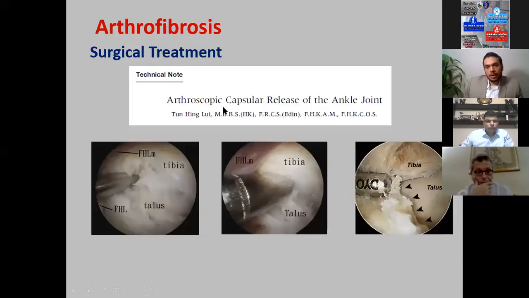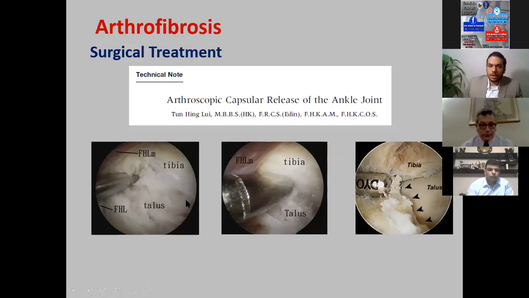So arthroscopic capsular release of the ankle joint is one of the indications for simultaneous anterior and posterior ankle arthroscopy in the same session. Usually, we start with the posterior ankle arthroscopy, exposing the FHL tendon, and then releasing the posterior capsule of the ankle joint to open the joint space, and then in the same session, anterior ankle arthroscopy to excise the anterior capsule and improve the range of motion.